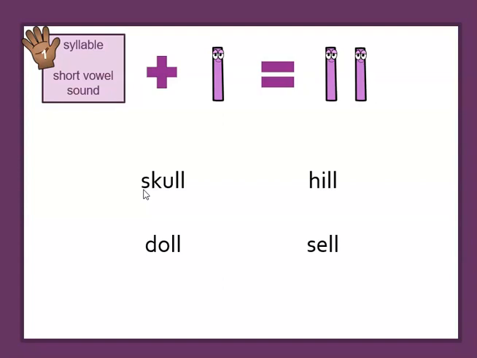Let's see if it's one syllable. Skull. Skull is a one syllable word. I see the short U and I see an L, so I know I need to double it. Let's try another one. Let's look at the second word. Let's tap it out. Hill. Let's clap to see if hill is one syllable. Hill. It's one syllable word. I hear the short I sound. It's followed by an L, so that means I have to double it.